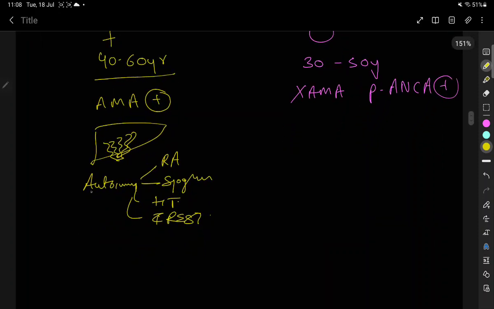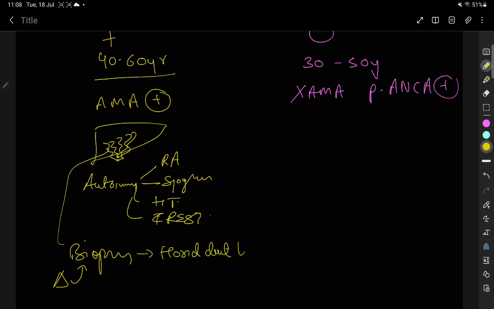When we do a biopsy in such a patient, which is also the diagnostic method in this case, we see florid duct lesions. And in the long term, this patient is going to develop cirrhosis.